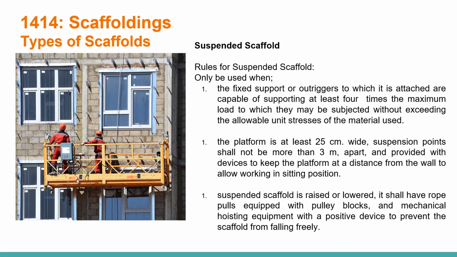The next type of scaffold is the suspended scaffold, which, as you can see in the picture, is a scaffold that is suspended in the air. A suspended scaffold should only be used when the fixed support or outriggers to which it is attached are capable of supporting at least 4 times the maximum load to which they may be subjected without exceeding the allowable unit stress of the materials used. The platform must be at least 25 centimeters wide. Suspension points shall not be placed more than 3 meters apart and shall be provided with a device to keep the platform at a distance from the wall to allow working in a sitting position.